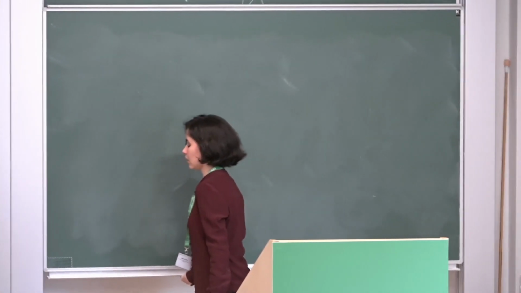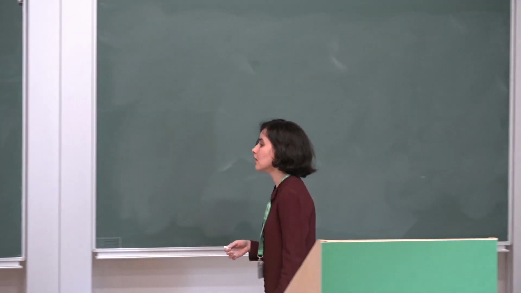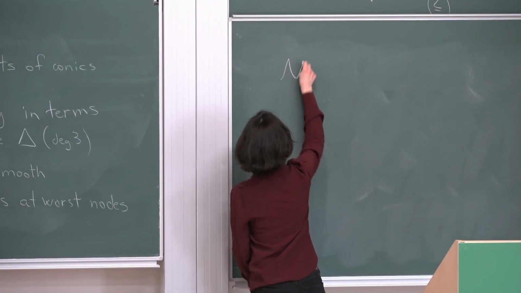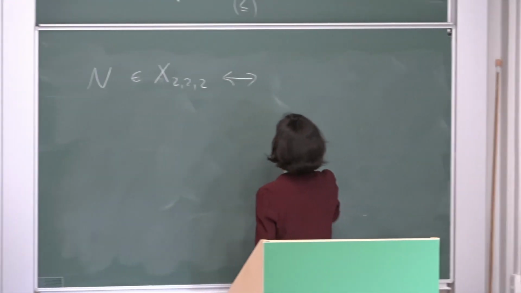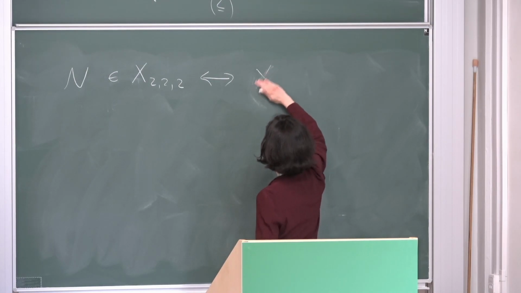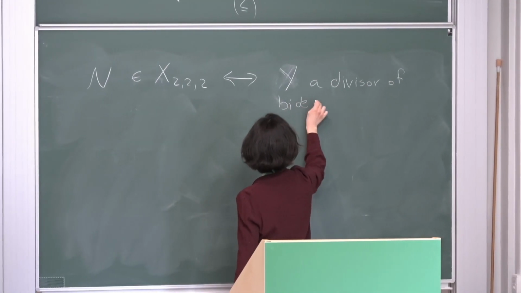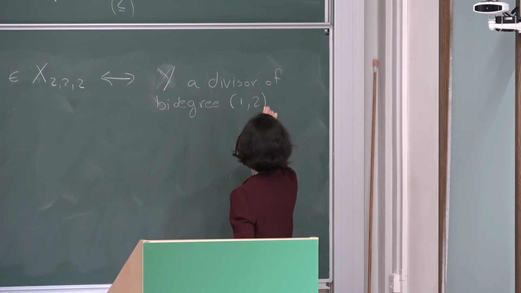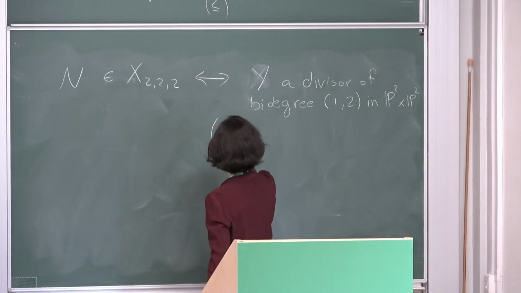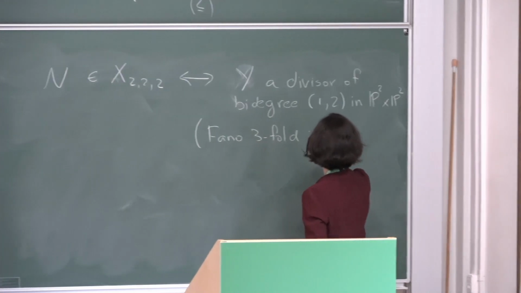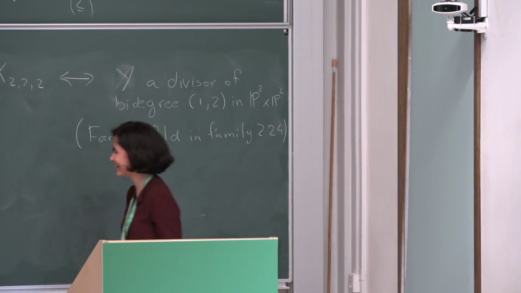Exactly. So maybe one reason why looking at this particular instance of the problem is interesting is the following. N in x2 squared, you can think of this as x, maybe y, a divisor of bidegree 1, 2 in P2 cross P2. And in fact, this is a Fano threefold in family 2.24, I think.